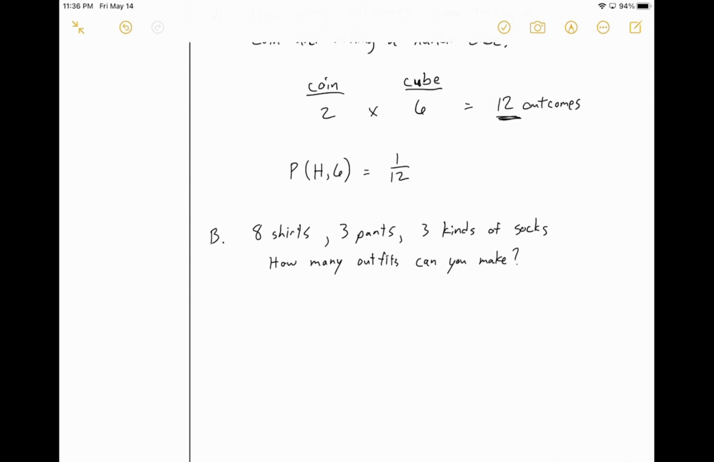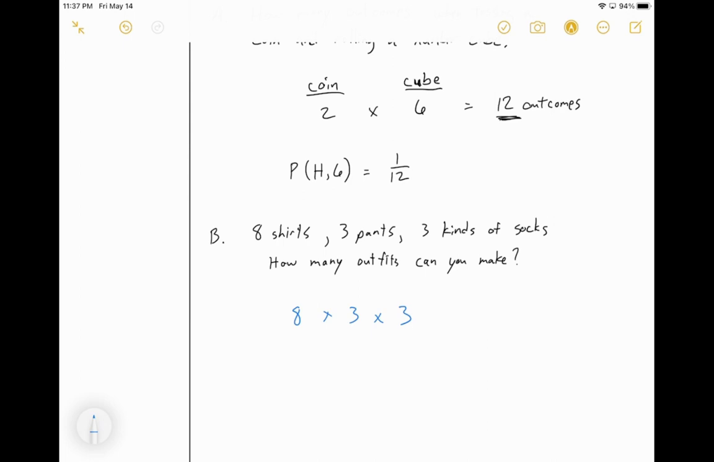How many different outfits could you make? All right. So again, we're going to take the amount that we have. We're going to use the fundamental counting principle to figure this out. So I have 8 shirts to choose from. I've got 3 pants to choose from. And I've got 3 kinds of socks to choose from. So all we're going to do is multiply.